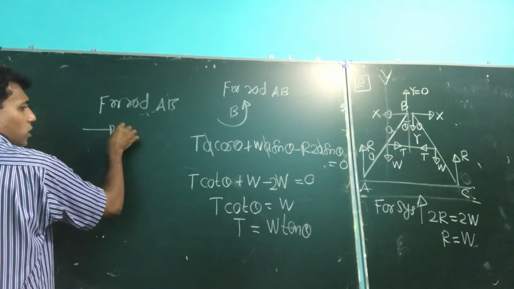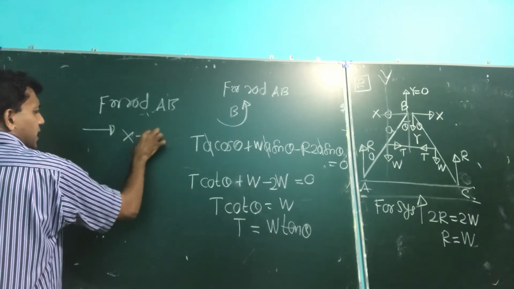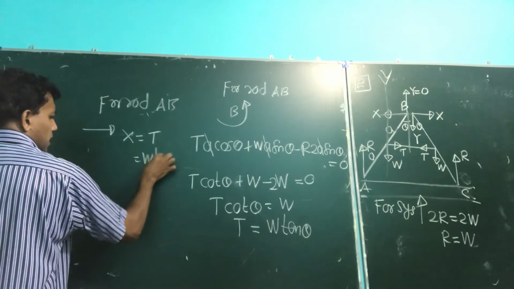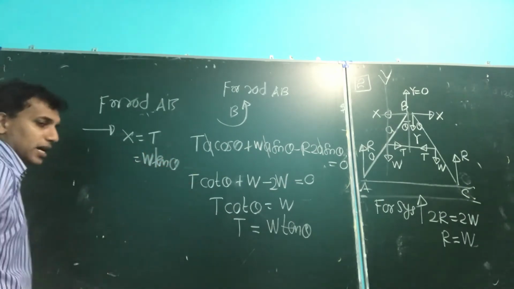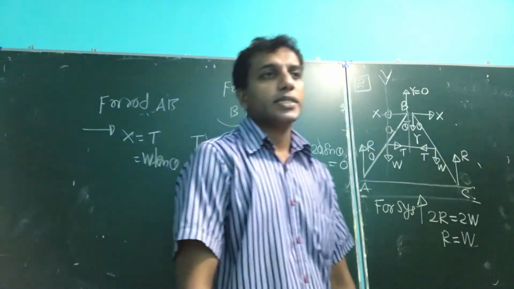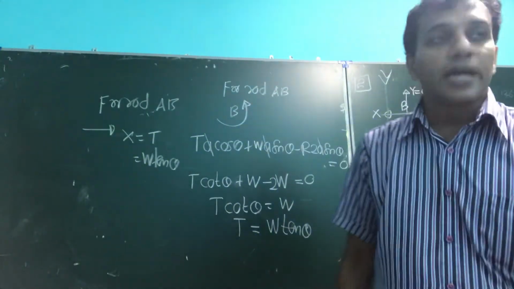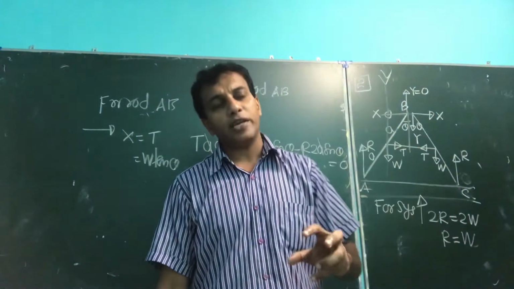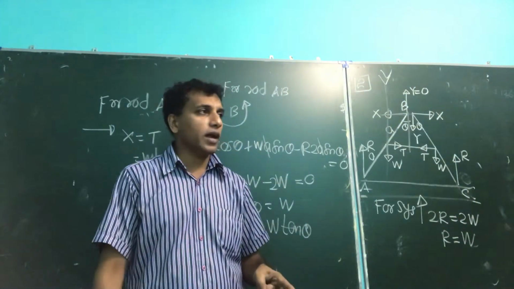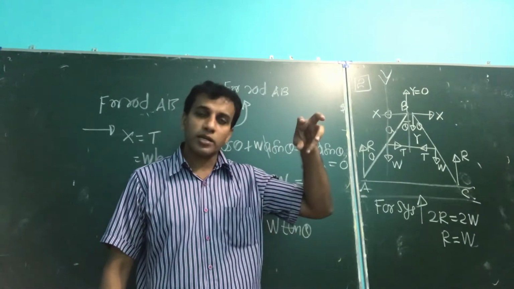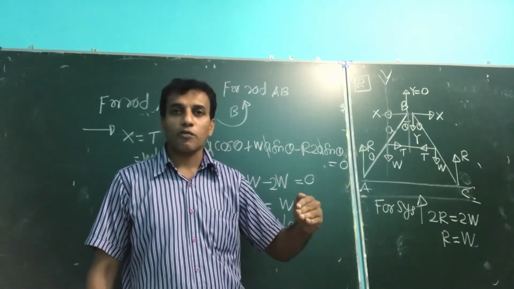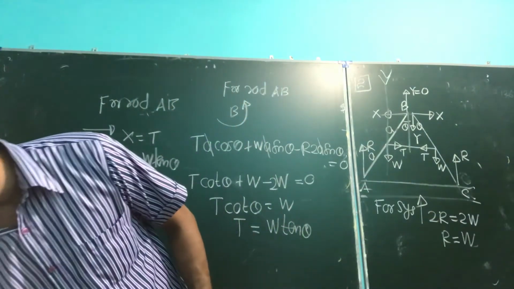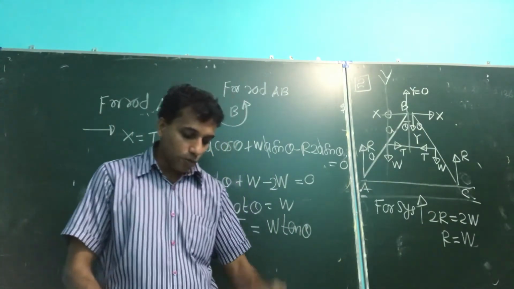For rod AB, resolving horizontally, X equals T. So what is T? W tan theta. X equals T, that is W tan theta. That is the answer for the result or reaction at B. If they ask for the reaction at a particular hinge or joint, the answer is the square root of x squared plus y squared. Here y is 0, no? Therefore it is x. So the second problem is completed.